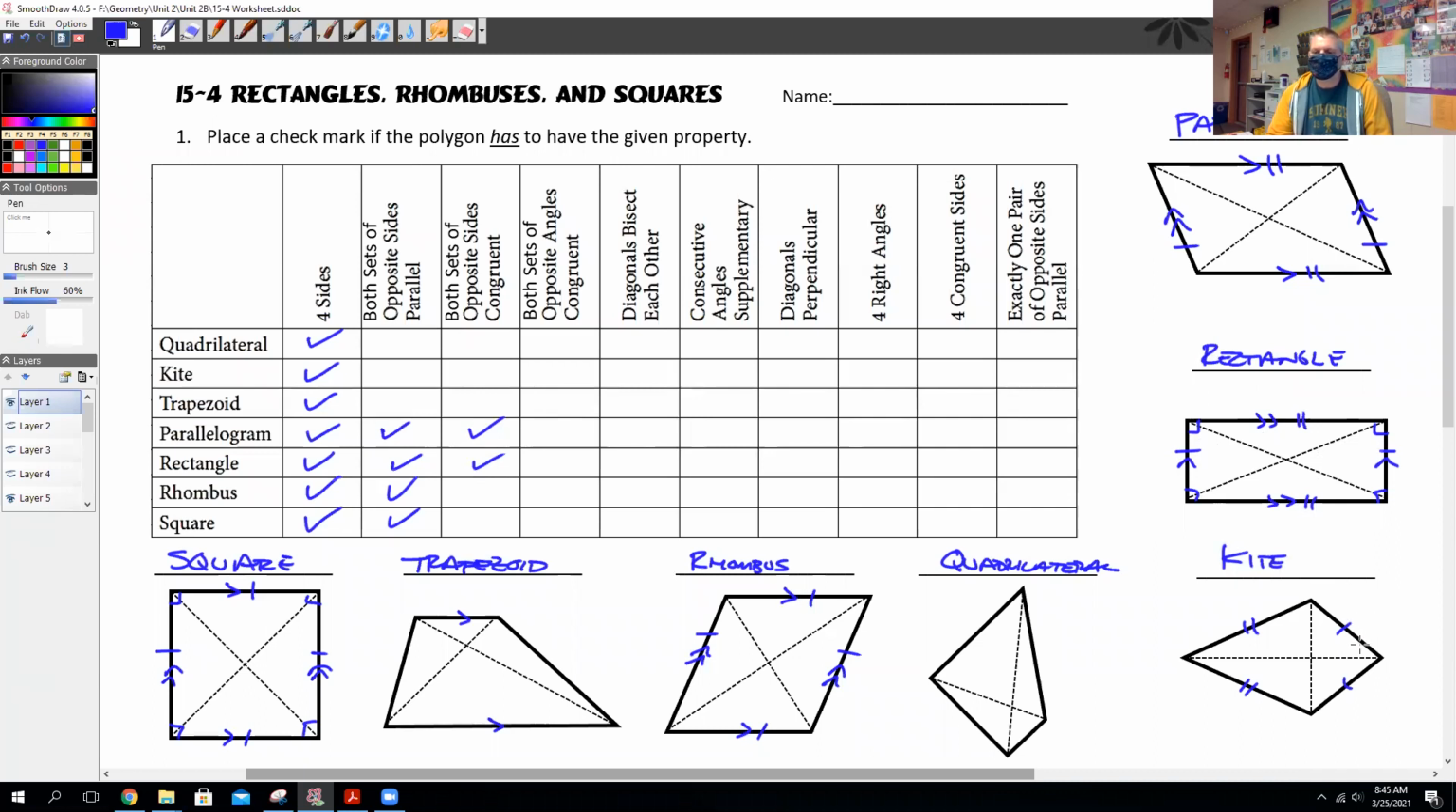How about kite? No. These aren't opposite sides. These are consecutive sides that are congruent. So that's a little different. So kite doesn't work. How about quadrilateral? Nope, sorry, quadrilateral. Rhombus? Yes. In fact, they're all the same, but that still means that both sets of opposite sides are congruent. So that works. And then trapezoid? Nope. How about square? Yep. Look at that.